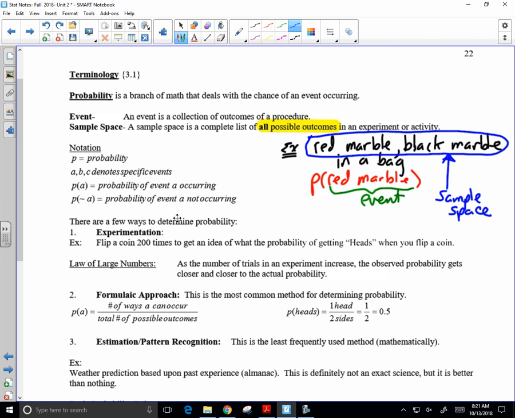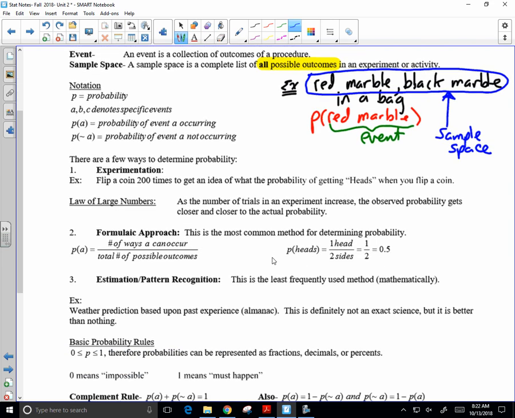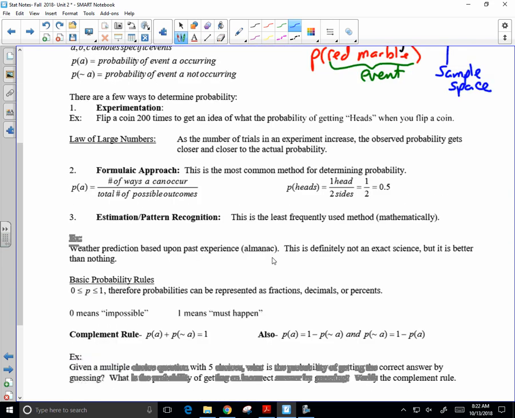So there are a few different ways to determine probability. We have the experimentation approach, we have the formulaic approach, and we have estimation and pattern recognition. The experimentation approach is what you do when you have really no information whatsoever. It's also known as an empirical approach, but I don't think that's really necessary to get into. Because we had an empirical rule in the last unit.